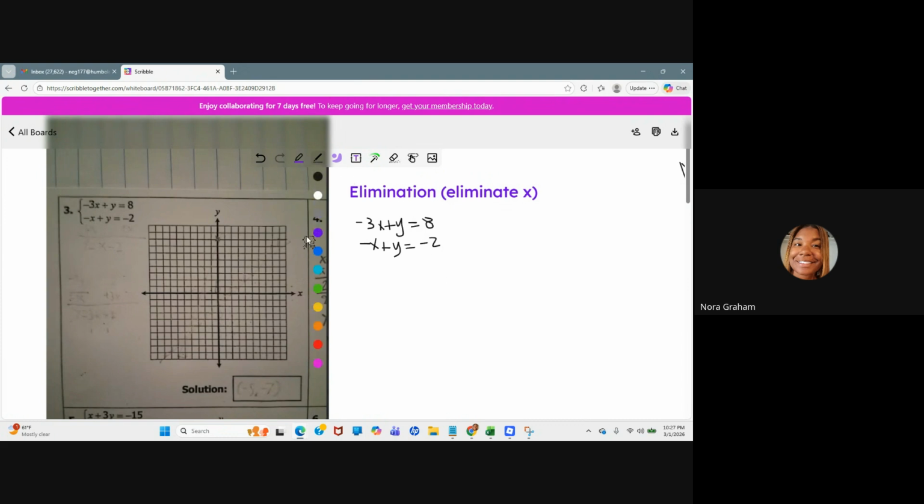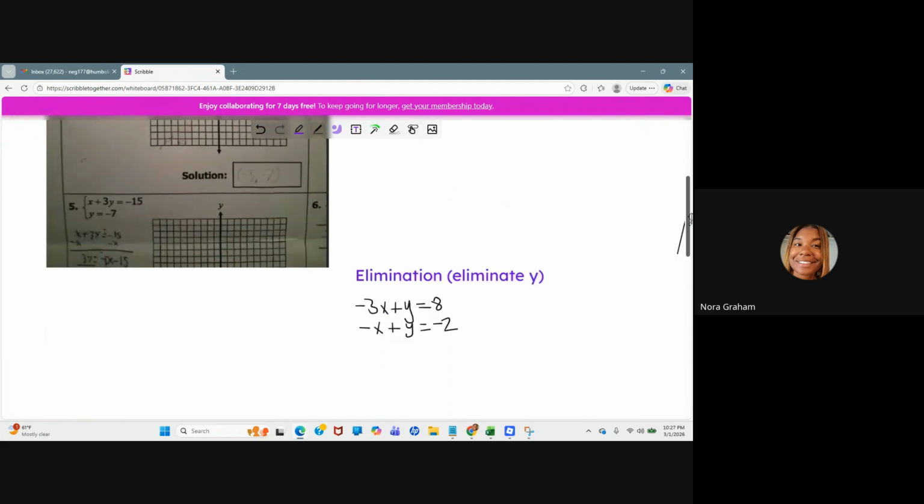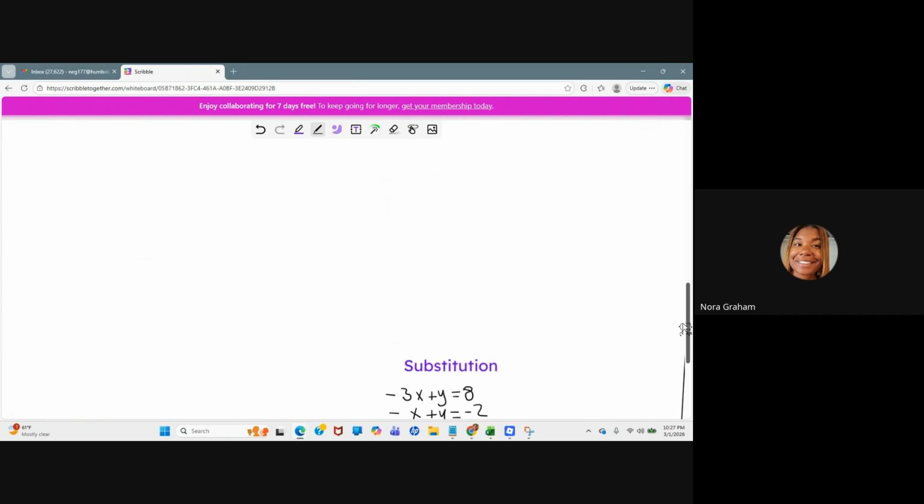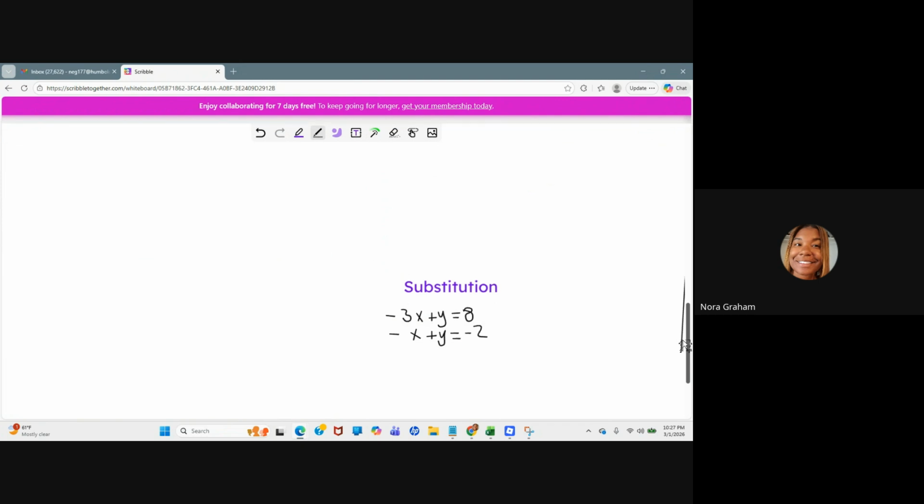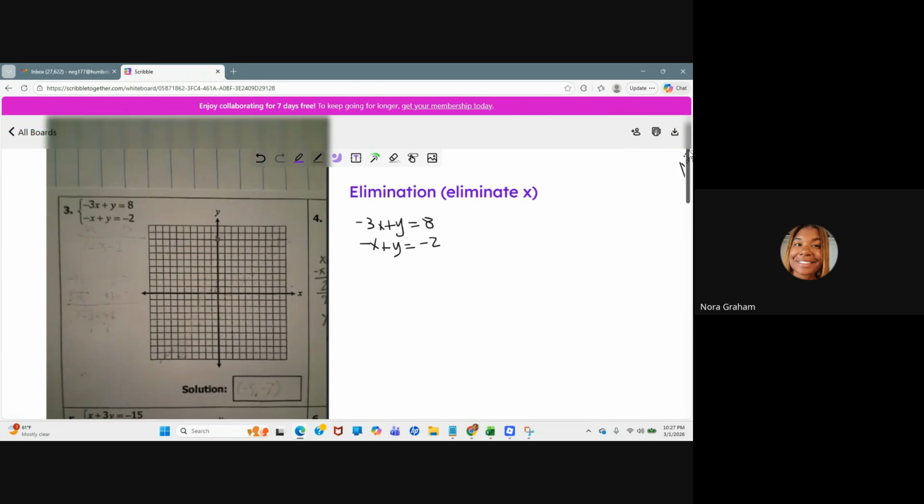For this one, it asks to solve negative 3x plus y equals 8 and negative x plus y equals negative 2. I'm going to show you 3 ways to solve this: elimination by eliminating x, elimination by eliminating y, and also a bonus one. If you don't know to go to elimination first, then you can use substitution. Okay, so let's jump right into it.